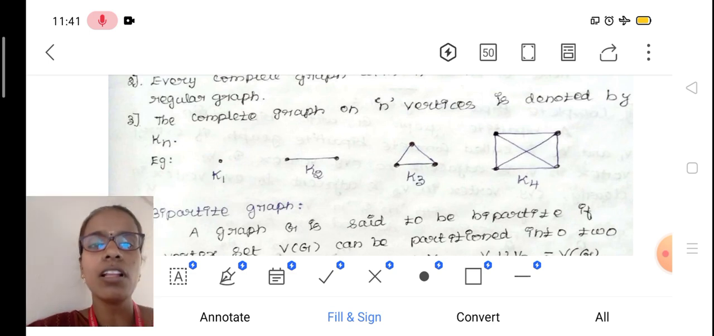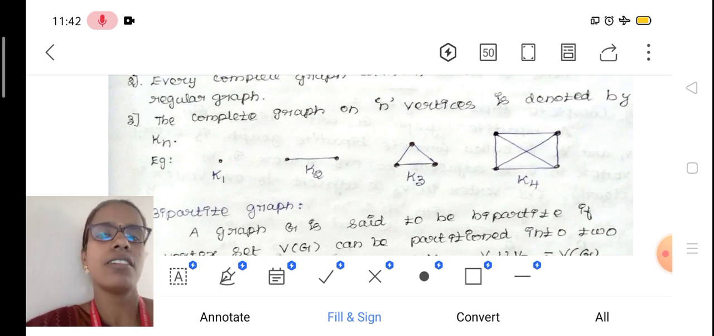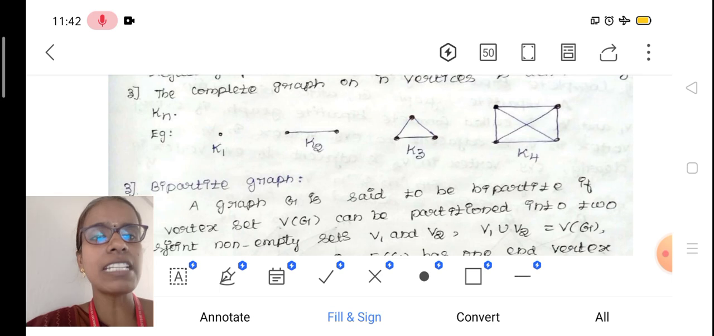K1 means only one vertex. K2 will have 2 vertices. K3 will have 3 vertices. K4 will have 4 vertices. Okay. K is nothing but a complete graph.